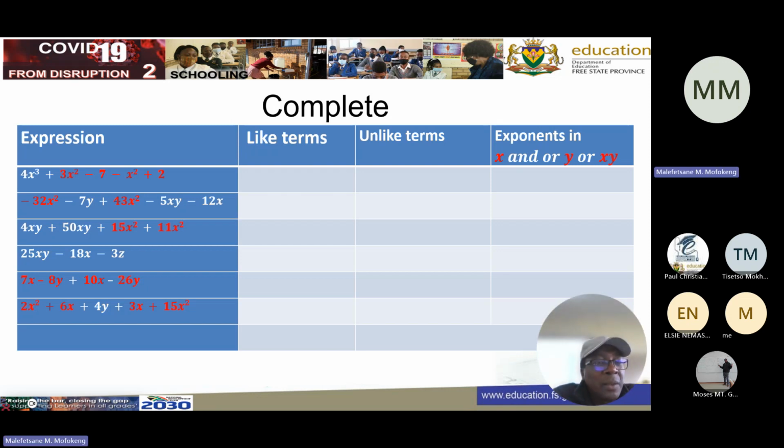The fourth one: 25xy minus x, 18x, and minus 3z. Here, the 3 terms are unlike terms. The exponent of xy is 1, the exponent of x is 1, and the exponent of z, though it is not written there, is 1.